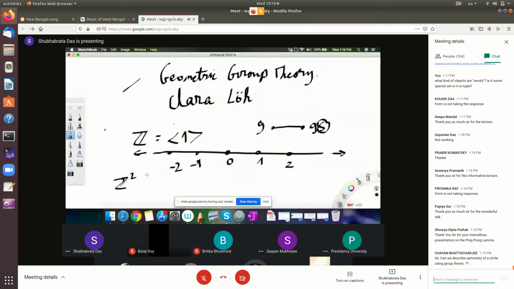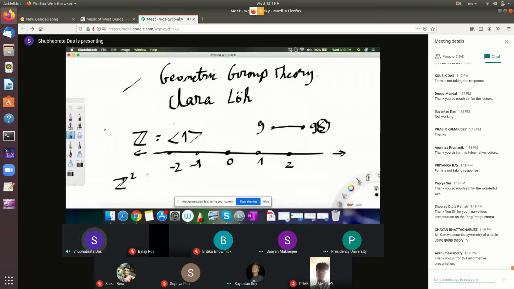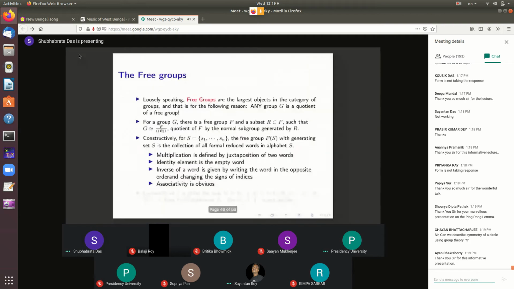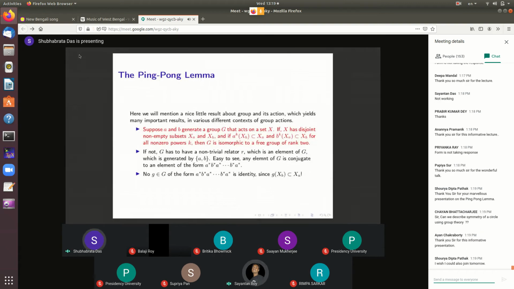Hello, Shubhabrata da, this is Shantanu. Can you go to the slide of the ping pong lemma? Just a minute. Yes, that condition. See, a to the k times X_b is a subset of X_a. Is there any analogy of that statement with orbit stabilizer language? Can I reformulate the statement a^k X_b subset X_a in orbit stabilizer language?